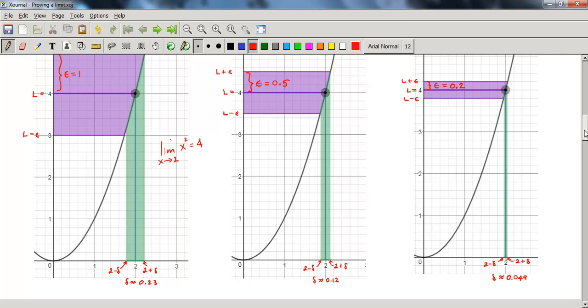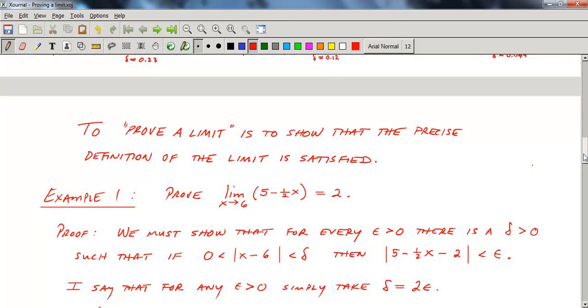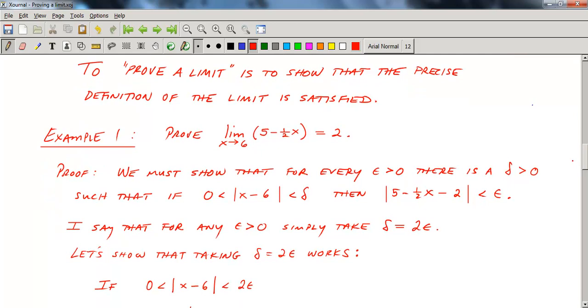Okay, so that's just a review of what the definition of a limit is. But now what we want to do is to prove a limit, and that was the point of this video. To prove a limit is to show that the precise definition of the limit is satisfied. And I'll begin with this first example.